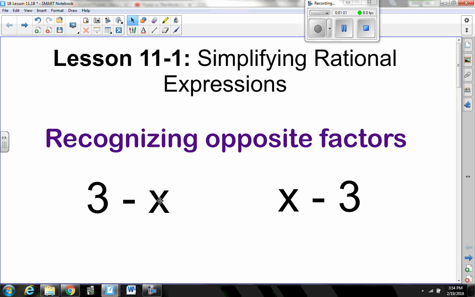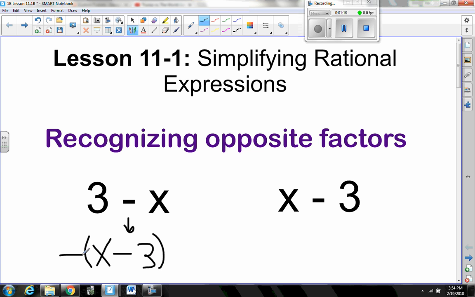So, if you have 3 minus x, you can rewrite that as parentheses x minus 3 and just put a negative sign in front of those parentheses. Or, to put it another way, you can multiply in front of this a negative 1. Negative 1 times those two things. So if you put a negative sign or a negative 1 in front of a set of parentheses, you can flip the order on the two things that are being subtracted. 3 minus x, you can flip it to x minus 3 if you put a negative 1 in the front.